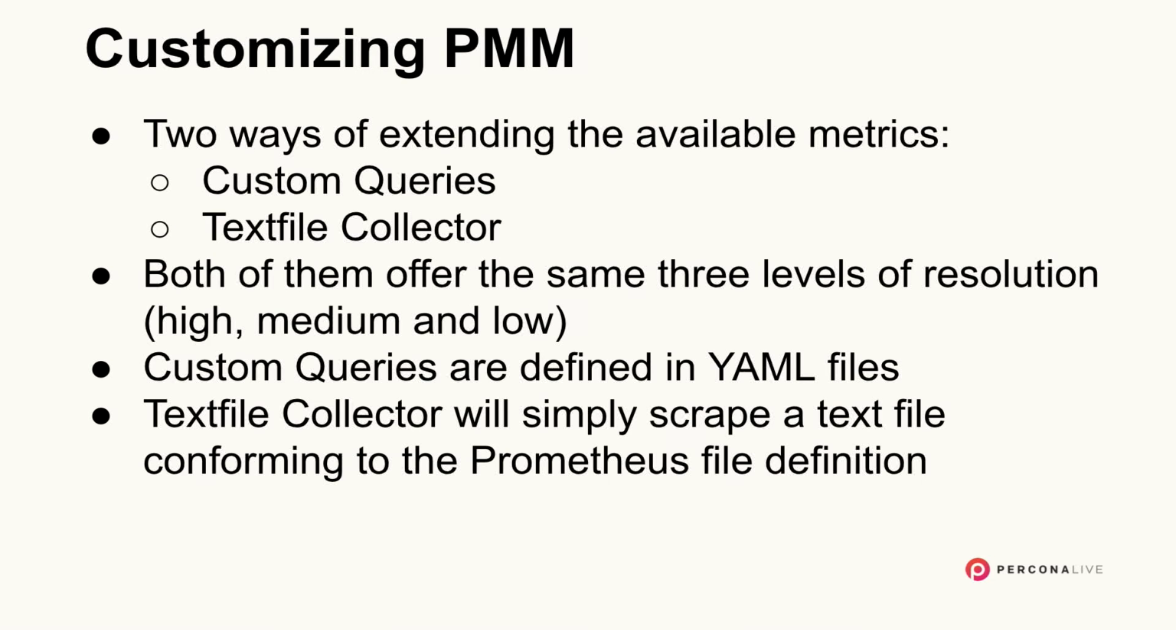So in PMM, we have 3 levels of resolution, which are high, medium, and low. High being by default 5 seconds, it can go down to 1 second. And then we have, I think, 10 or 15 seconds for medium and something like 1 minute for low. These can all be tuned, but both custom queries and the text file collector support all of these resolution levels.